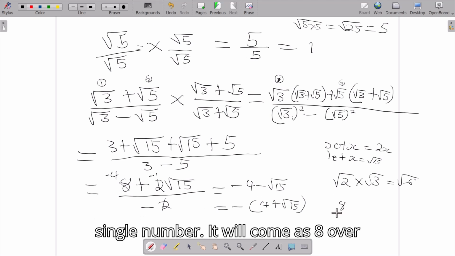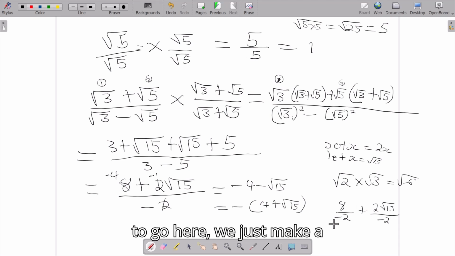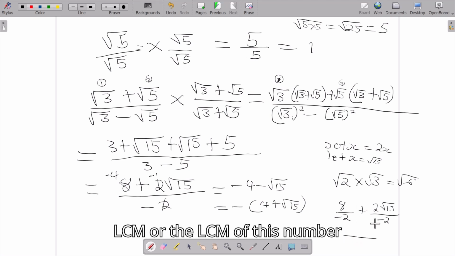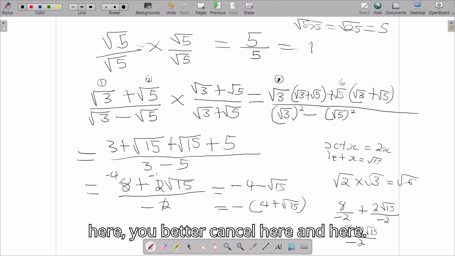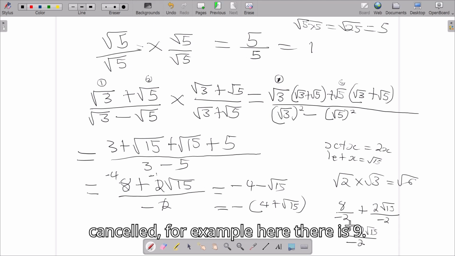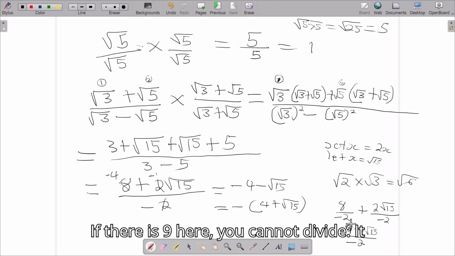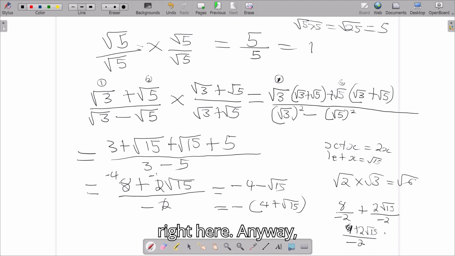It will come as 8 over minus 2 plus 2 root 15 over minus 2. So to go here, we just make an LCM, or the LCM of this number is minus 2. So here it goes 8 and it goes to root 15. So here you better cancel here and here. Whenever the numbers cannot be cancelled, for example, if there is 9 here, you cannot divide. It means your mathematics will end right here.